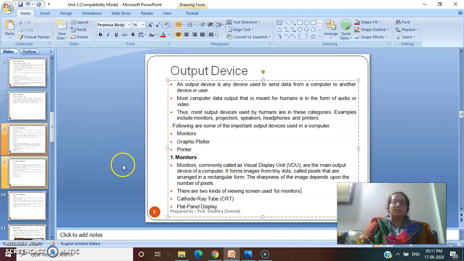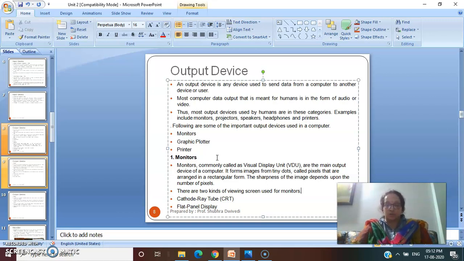The total number of pixels on that particular rectangular screen tells you the sharpness of an image. The sharpness of an image depends upon the total number of pixels on that particular screen. Every monitor has a total number of pixels, which means the resolution of that particular screen. The resolution of that screen is the total number of pixels that screen is having.